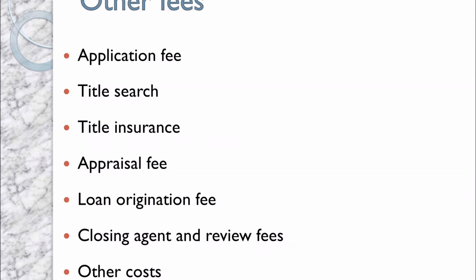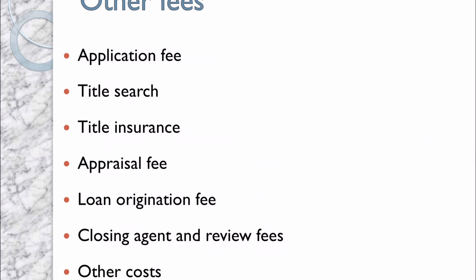Some other fees. I'm going to go through these definitions very quickly. You have application fees, which cover the issuer's initial costs of processing the mortgage application and obtaining a credit report. You also have the title search, which confirms the borrower's legal ownership of the mortgage property and ensures there are no outstanding claims against that property. There's title insurance, which protects the lender against an error in the title search. There is the appraisal fee, which covers the cost of an independent appraisal of the value of the mortgage property. There's a loan origination fee, which covers the remaining costs of the mortgage issuer for processing the mortgage application and completing the loan. There's a closing agent and review fees, and then there's other costs.